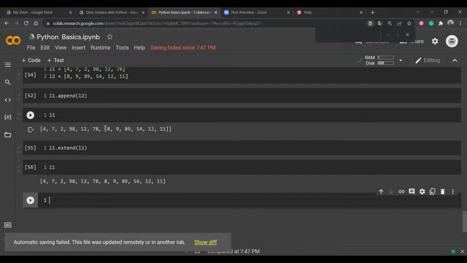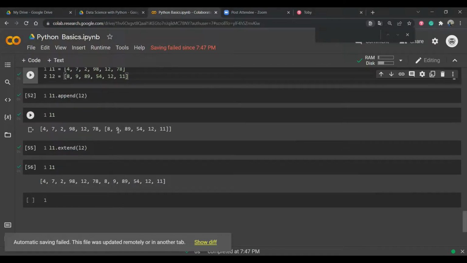The elements of the new list are added into the existing list. So we are extending the same list with the elements of the new list. This is what happened in case of extend. In append we are creating a nested list. So this is the difference between append and extend.